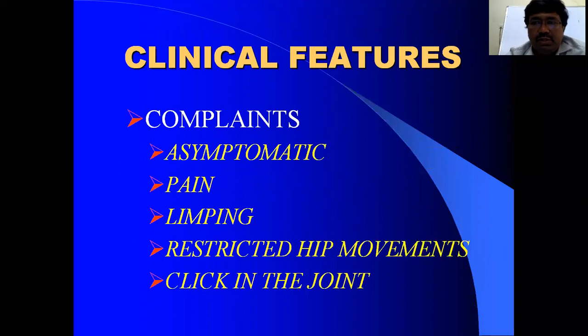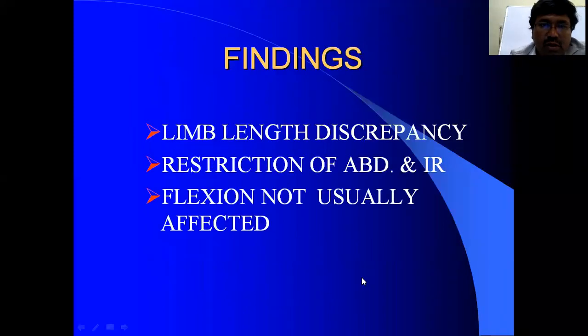So the clinical features of AVN. The patient is usually asymptomatic in mild conditions. Once he starts with a complaint of pain in the hip joint, usually he comes limping to the clinic. And on examination, we find restricted hip movements. And in severe cases, we can find a click in the joint also.